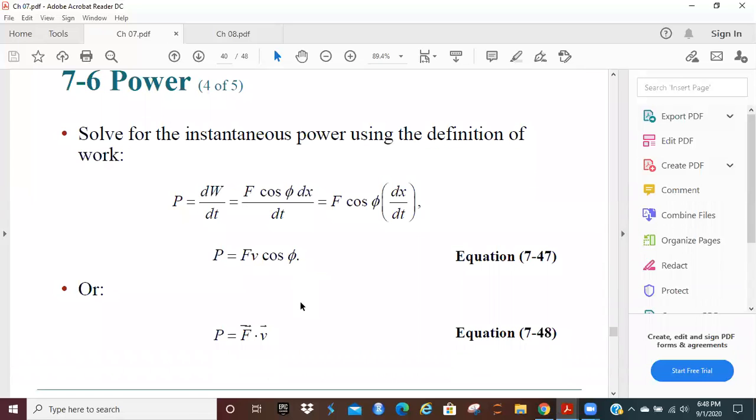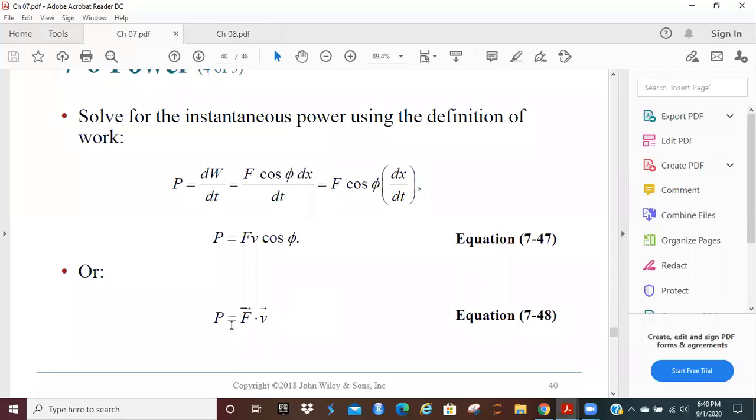So solve for the instantaneous power using the definition of work. If you've got power as the derivative of work with respect to time, you know how work is defined: F times x times the cosine of the angle between them. You can pull out the F, consider that to be a constant, and then you've got cosine of the angle between them, times dx over dt. Dx over dt is the change in position with respect to time. That's just the same thing as velocity. In other words, power is the same as the force dotted with the velocity.